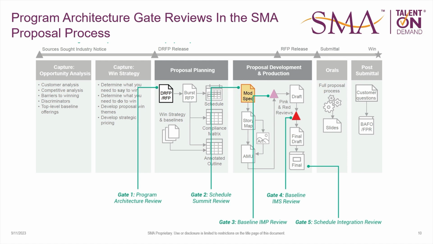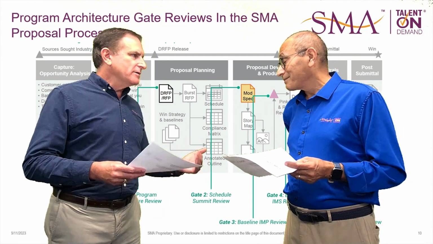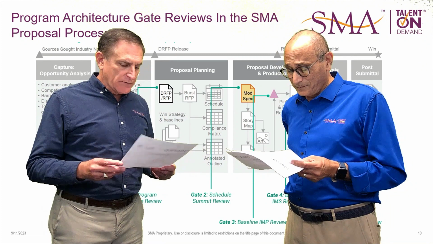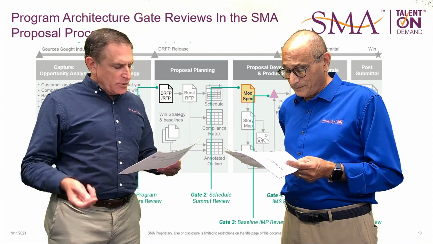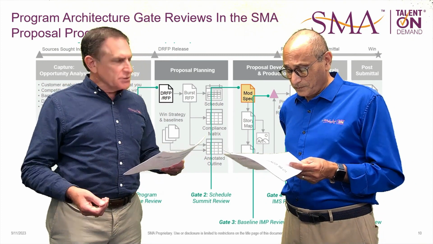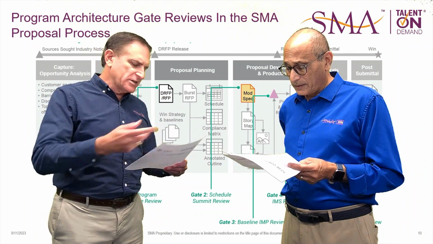Yeah, so as you go through capture and your win strategies, that's the work that the capture manager is doing. But once we're at the point where we're going to go after this thing and there's something to go after, you start your proposal planning process. This diagram shows it happening at draft RFP. If you can start before that, certainly, and that's always a good thing. And that's where your program architecture review occurs.